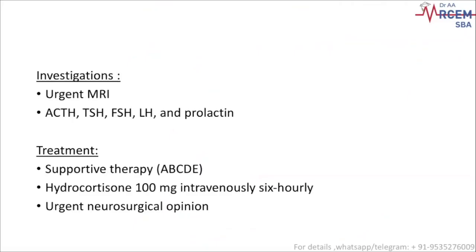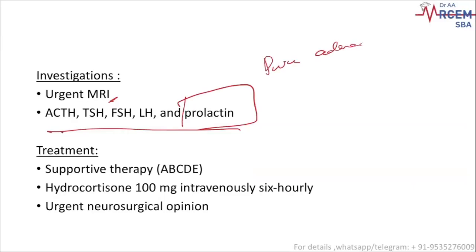Investigations wise, you are getting an urgent MRI scan done along with the hormones. The most important one is getting the prolactin levels. This is the hormone that is very important. This is the one which gets elevated at the initial stages, especially in pituitary adenoma also. So anything related to the pituitary gland you are worried about, for example pituitary adenoma, get a prolactin level done. That should be the first hormone level you get done.